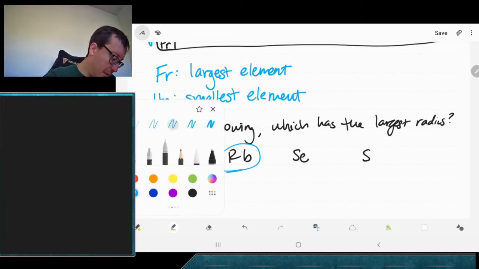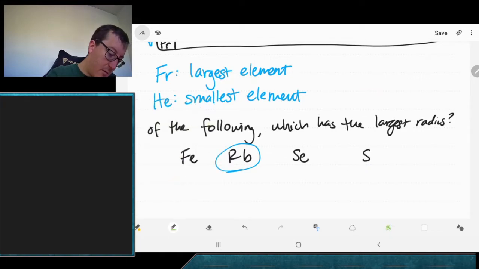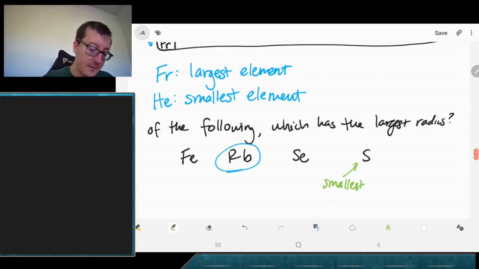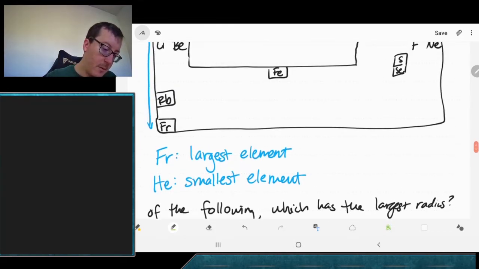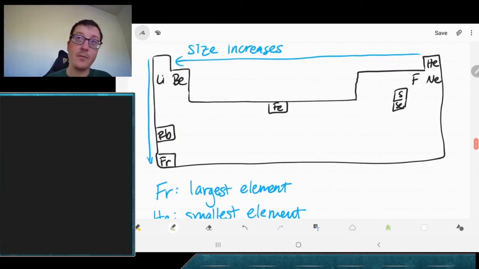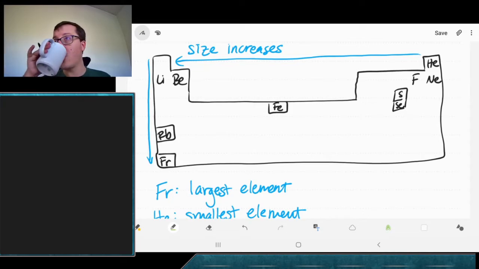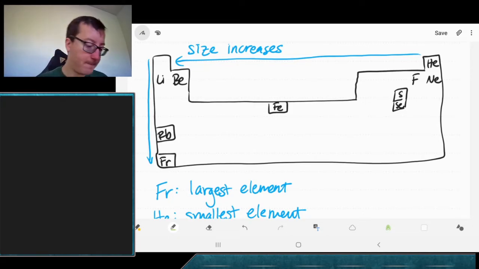And if we were to look at the smallest one, that would be sulfur here, because it's the farthest to the top right, if we're comparing these four. Sulfur will be our smallest of those four. Alrighty. Cool.